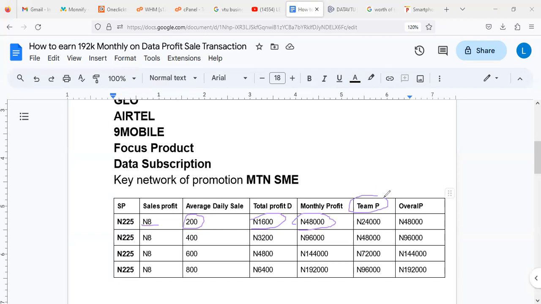So the team profit is 24,000, so the overall profit still remains 48,000. Then if you go to the second phase of the process, you're able to see that you have the same margin, the same profit still maintained. Then we are looking at 400, okay? You're scaling up the volume of transaction to 400, and then you're making a profit of 3,200 in a day. Now, the monthly profit is going to be around 96,000. Okay, the team profit will increase to 48,000, while the overall profit is still remaining 96,000.